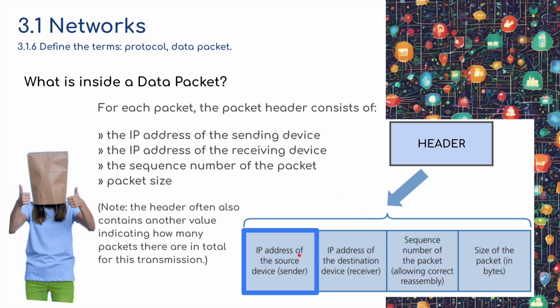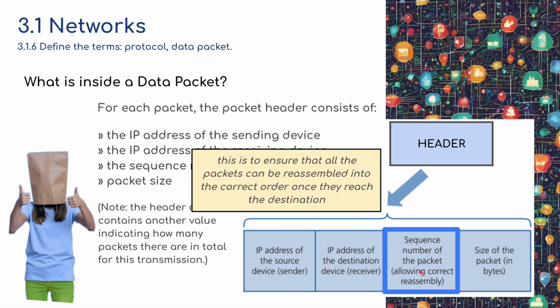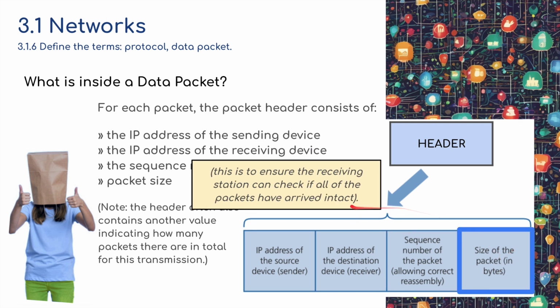Okay, so, as I said, IP address of the sender, of the receiver. So the sequence number, this is to ensure that all the packets can be reassembled into the correct order once they reach their destination. Okay, and then finally, the size of the packet. This is to ensure the receiving station can check if all the packets have arrived intact.